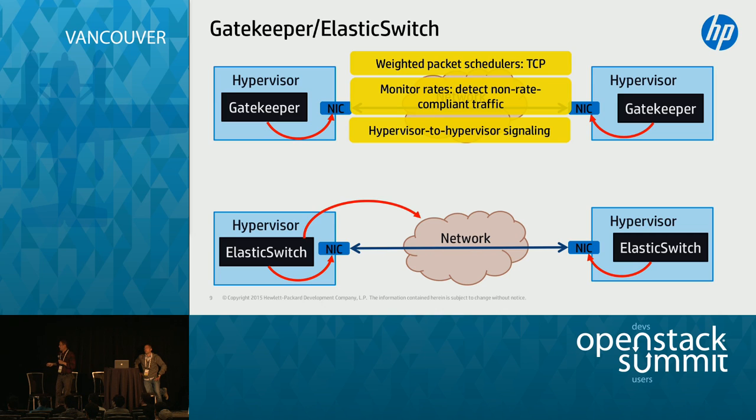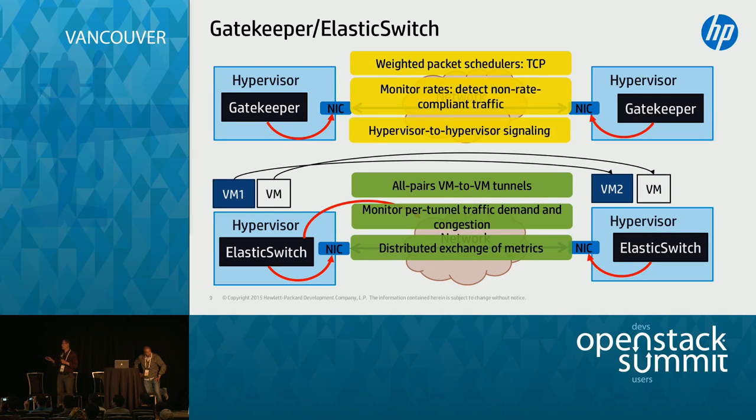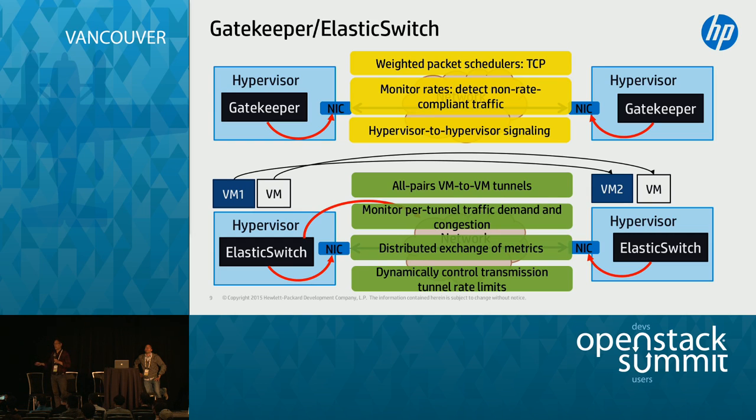For ElasticSwitch, it's a little bit different. ElasticSwitch sets up all pairs, virtual machine to virtual machine tunnels. And on each tunnel, it monitors the traffic on that tunnel, the demand for the traffic on that tunnel, and also the congestion experienced by that traffic in the network. These metrics are then exchanged between communicating hypervisor nodes. And that information is used to dynamically control a transmission rate limit on each tunnel. And in this manner, it provides that one big switch abstraction.